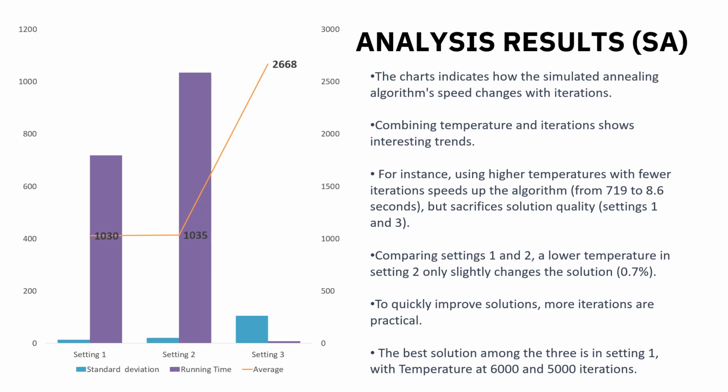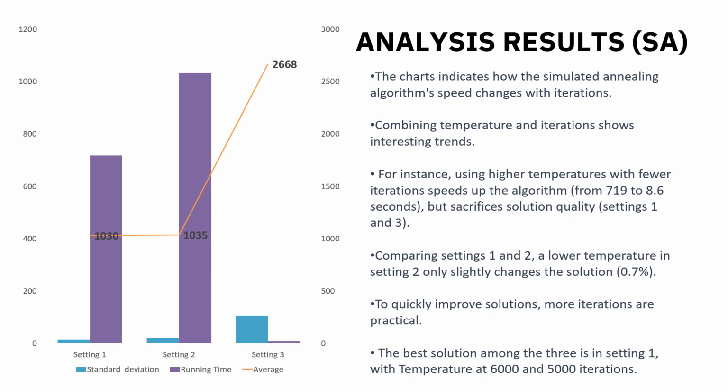Let me check it. In one of them, I think, higher temperature from 719 to 80 seconds. So it's actually referring to the running time here, the difference with higher temperature. You have 700 here, the blue bar, from 709 seconds to 8.6 seconds. So by having higher temperature but fewer iterations, we can actually improve the speed. But it will definitely sacrifice the solutions, from setting one to setting three here, from 2,668 to 1,030. But when we compare one and two here, by having a lower temperature in setting 2, it only slightly changes.